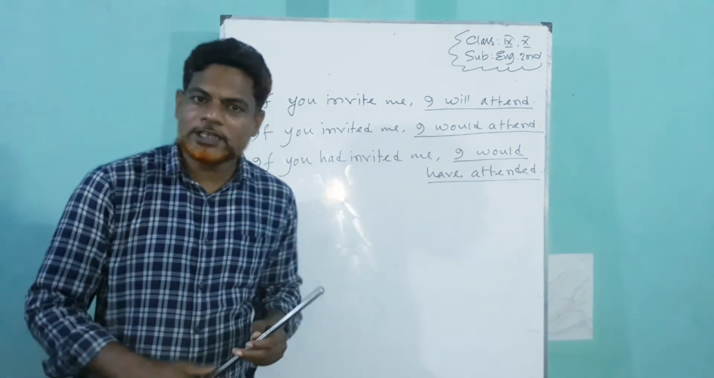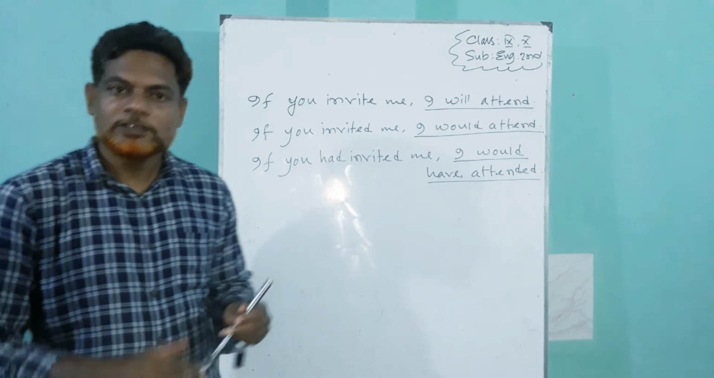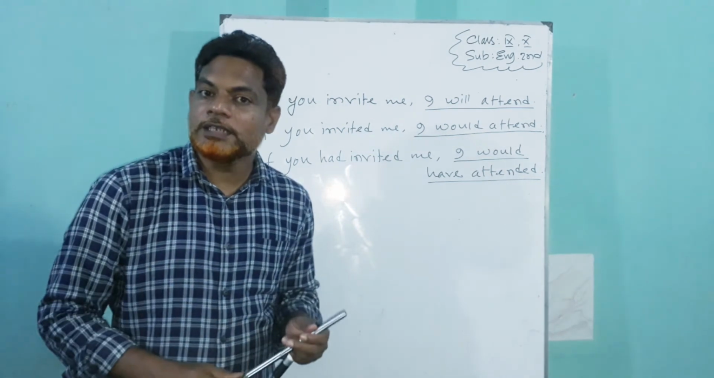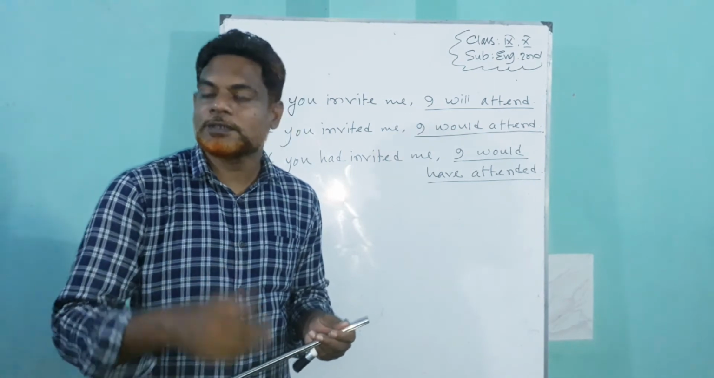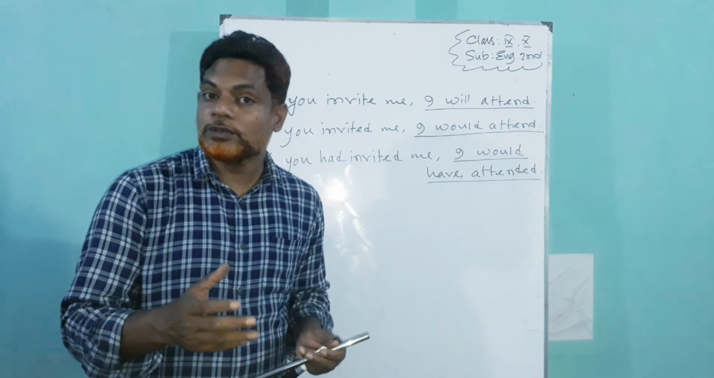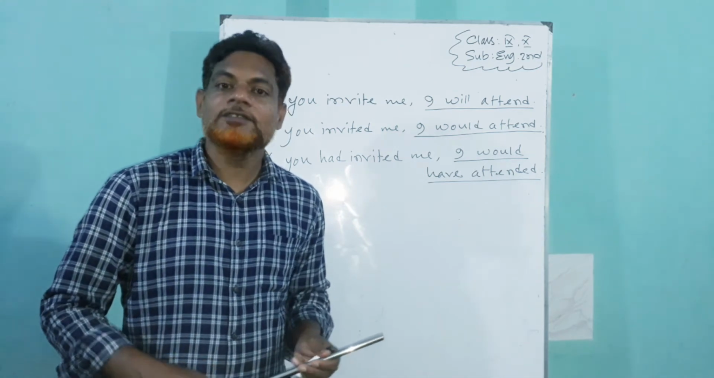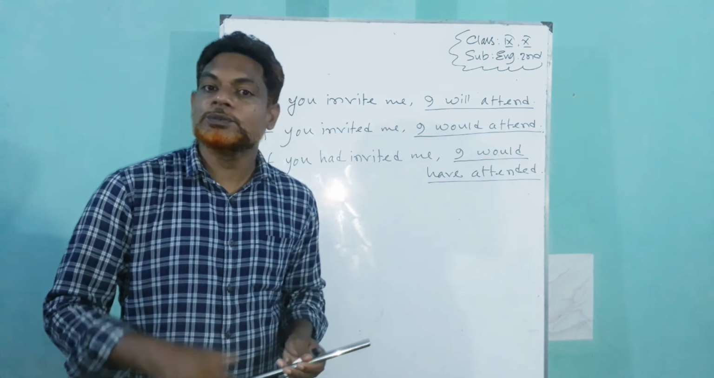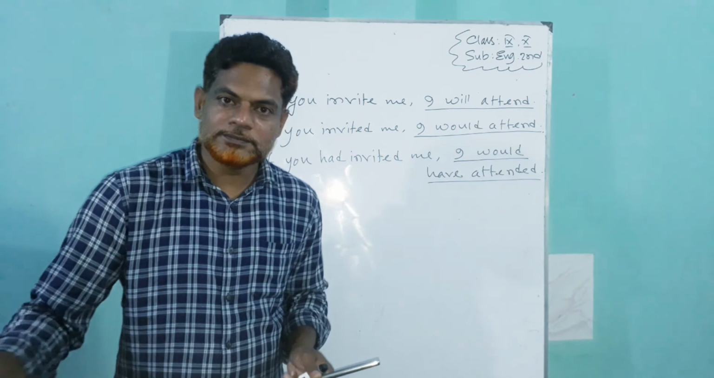So again try to remember that for the first condition we have to write will or can or may in the principal clause. For second condition you have to write would or could for the principal clause. And for third condition you have to use would have or could have for the principal clause.